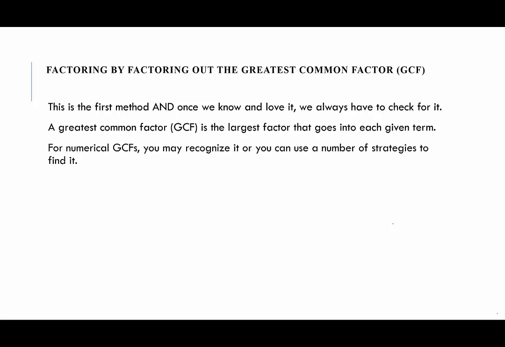For numerical GCFs, you may recognize it because you know some times tables, or you can use a number of strategies to find it. So for example, if I said find the GCF of 4 and 6, so we're looking for a number that goes evenly into 4 and evenly into 6, you would tell me the GCF is 2, because 2 goes into 4 twice and 2 goes into 6 3 times. I could even give you 3 numbers and say, what's the GCF of 9, 3, and 15? And in this case, you would tell me that the GCF is 3. So yes, the GCF can be one of the numbers that are given, that is allowed.